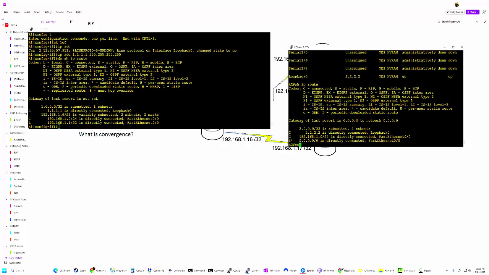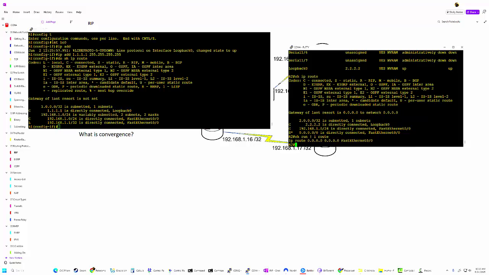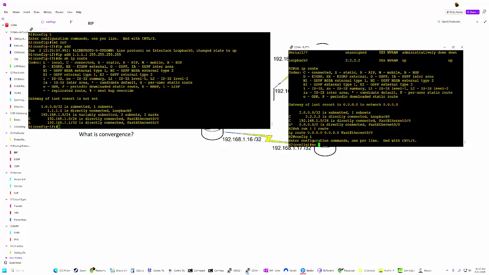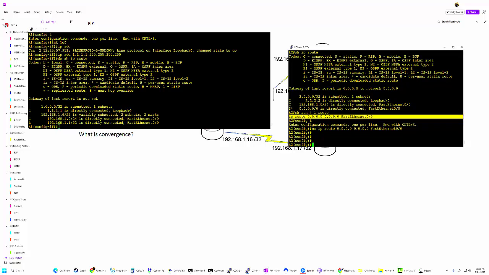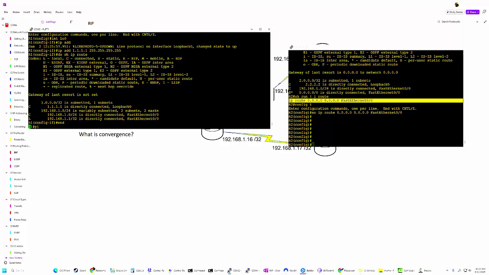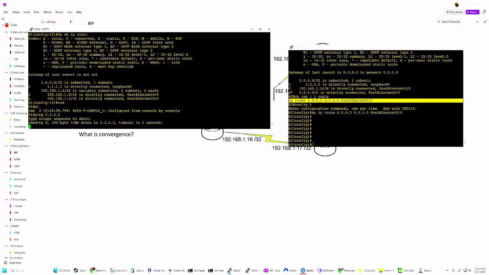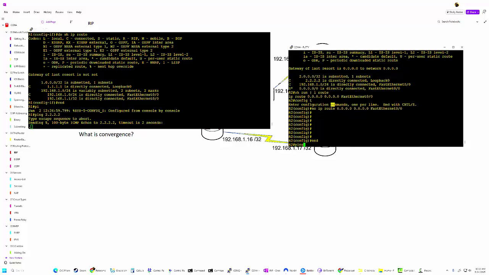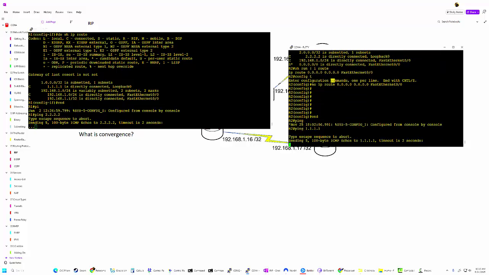So we're going to remove that. All right, so that's gone. There's no default route, and my ability to ping is gone, and same here, because we removed the actual default route, or static route, however you want to look at it.